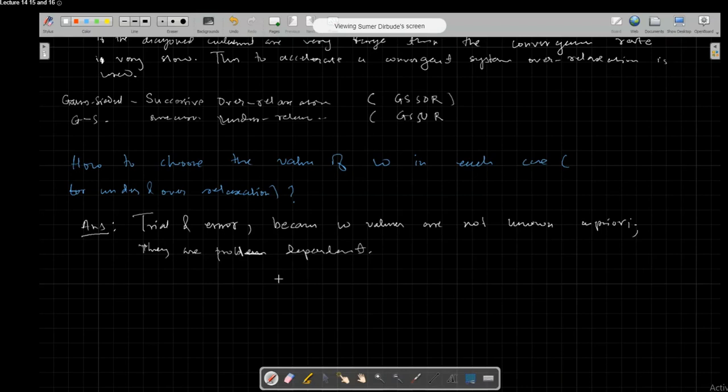The omega for which you get acceleration, or for which you get convergence, is called the optimal omega. That optimal omega is problem dependent in each case, and it has to be obtained by trial and error.